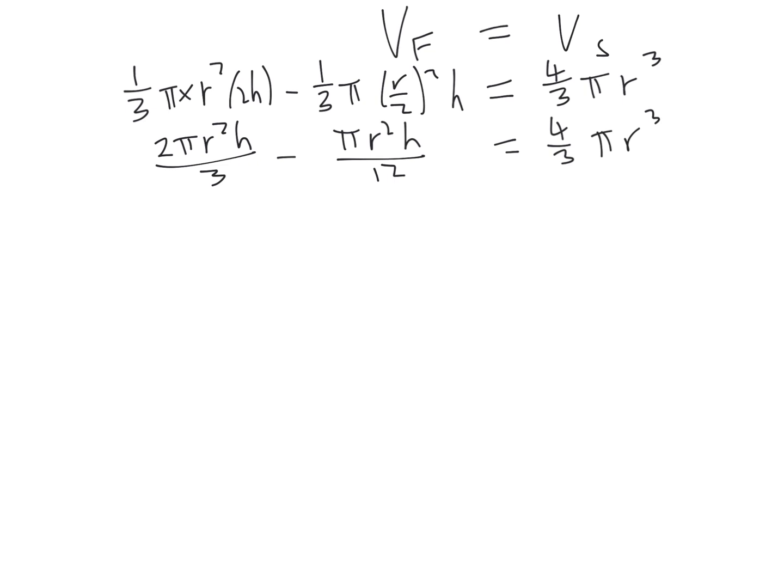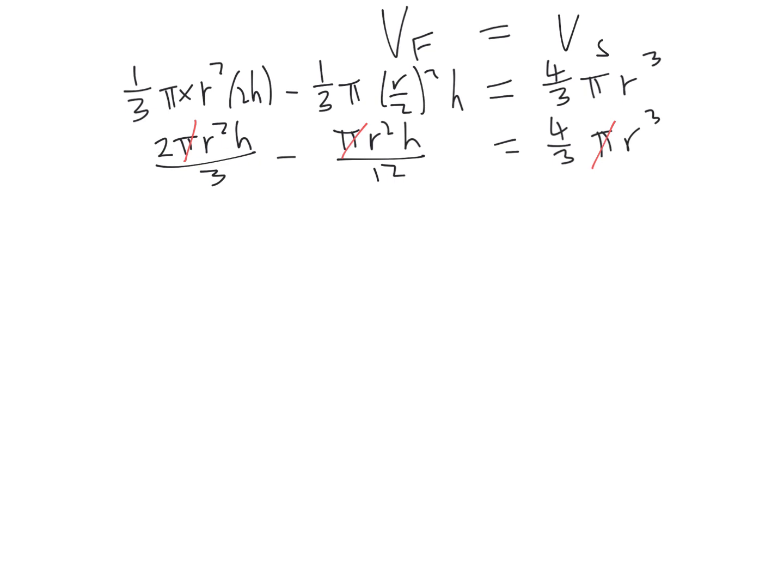Countless ways you can go about this. The first thing I'm going to do is divide everything by pi, because I can see pi is consistent in each term, so it can disappear. It might also be nice just to multiply through by 12. If we do that, that will get rid of all the fractions.